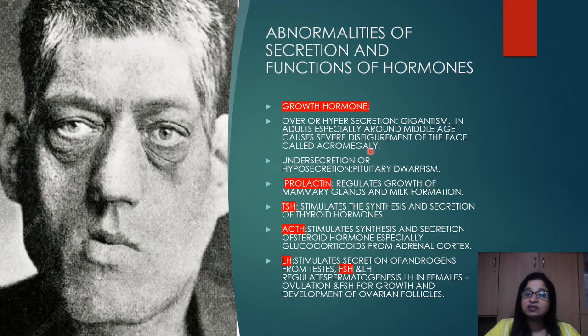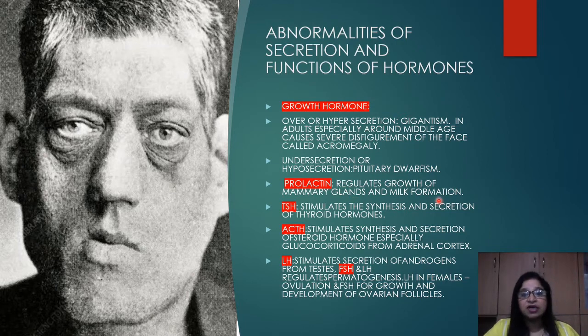If there is undersecretion or hyposecretion, so growth hormone is less in the circulation, the growth of cells will be severely hampered. In such a case, the person will not be growing as per requirement. So what you will have is dwarfism, which is called pituitary dwarfism. Prolactin, the other hormone from the anterior pituitary, regulates the growth of mammary glands and also helps in milk formation.